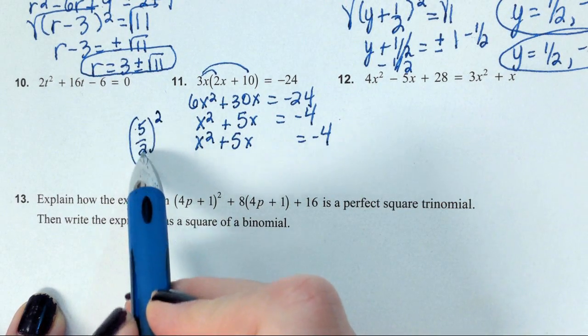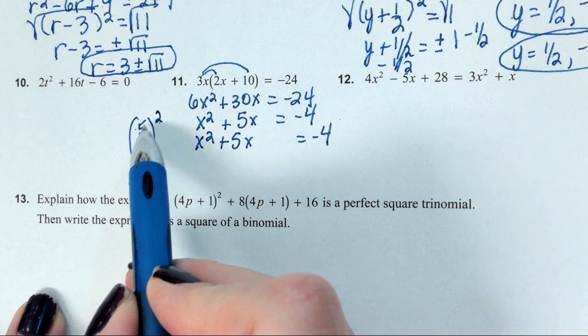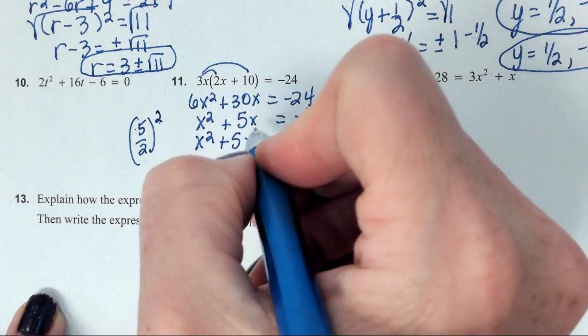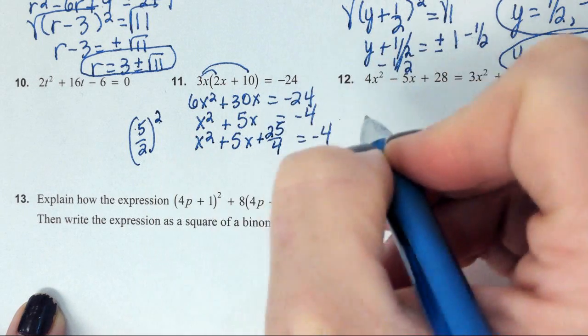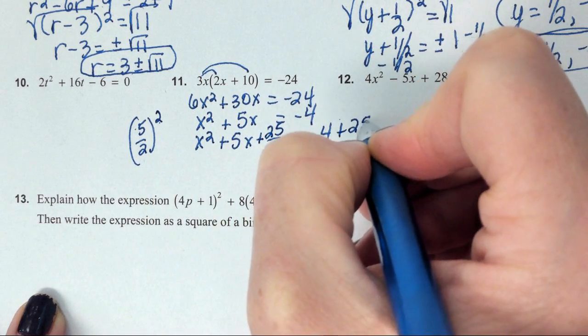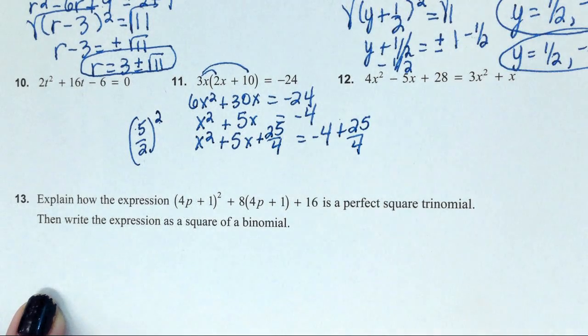Nope. Well, I want you to do it just like this. To square it, you're going to square the 5 and square the 2. What do you get? Good. So I have to add 25/4 there, and I have to add 25/4 there. So we don't want to write it as a decimal. We do want to keep it as an improper fraction.